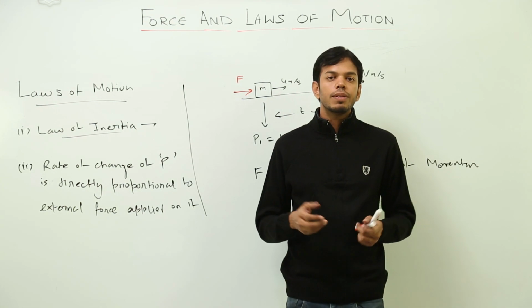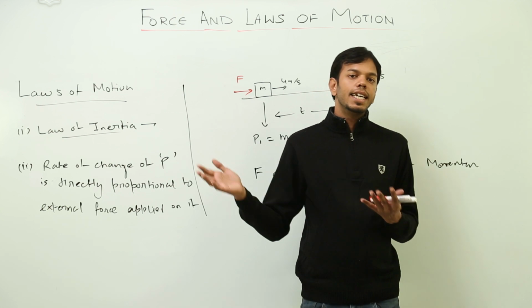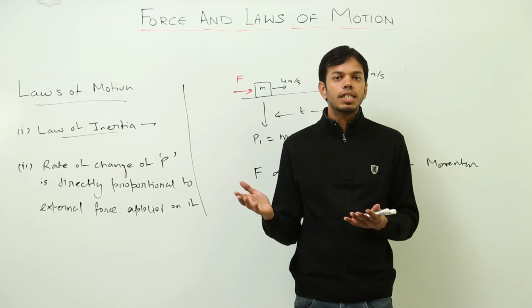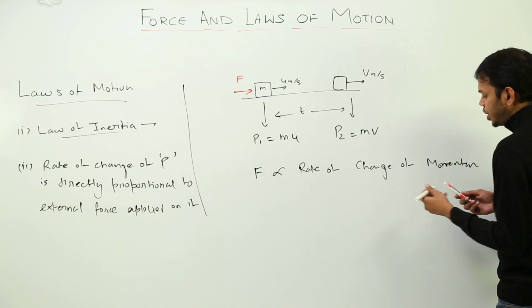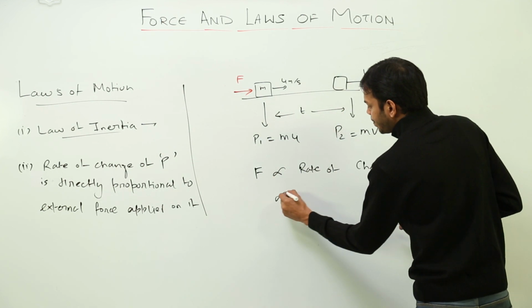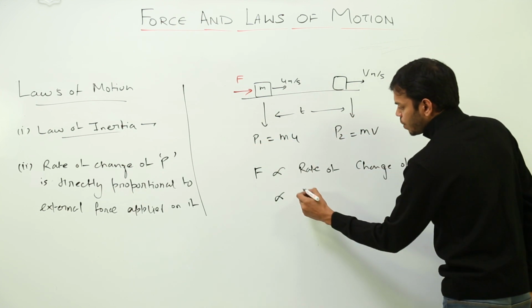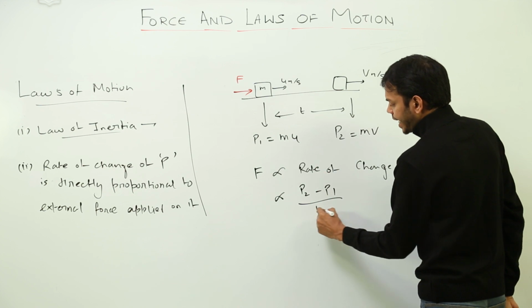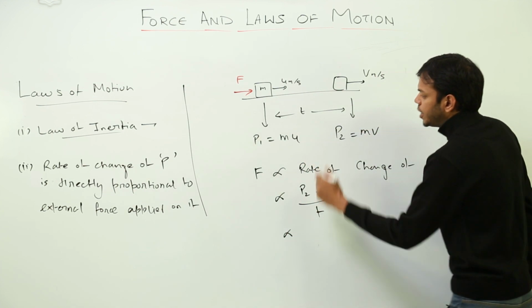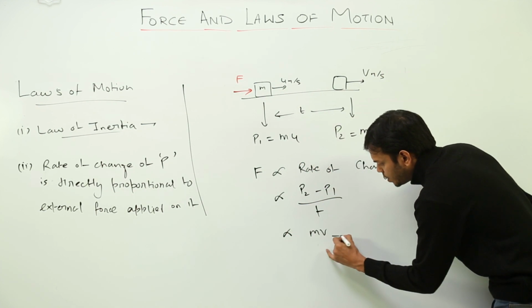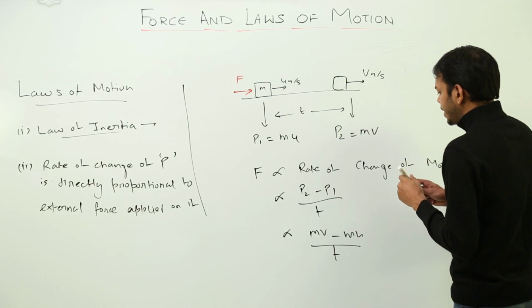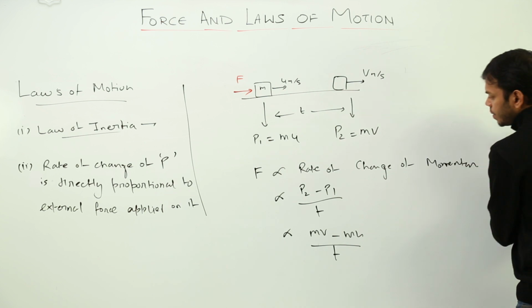Suppose your weight is 80 kg now and after some time your weight is 60 kg. So the change is final minus initial, right? This is how we find the change. Change of momentum is final momentum minus initial momentum, that is P2 minus P1, upon rate, which means time. What is P2? P2 is m into v. What is P1? m into u, over t.